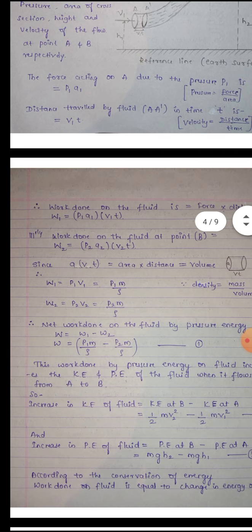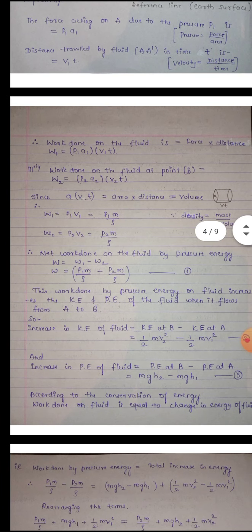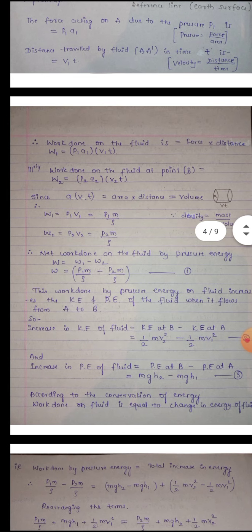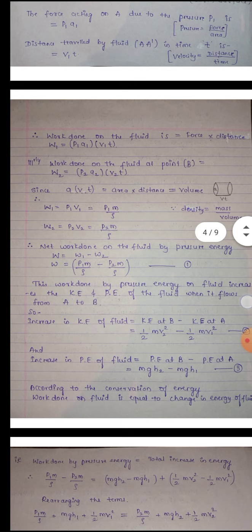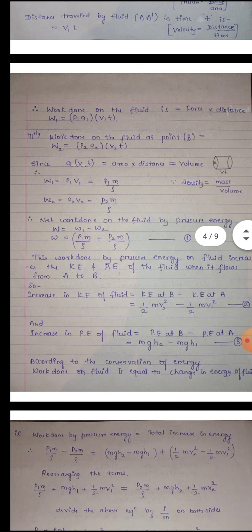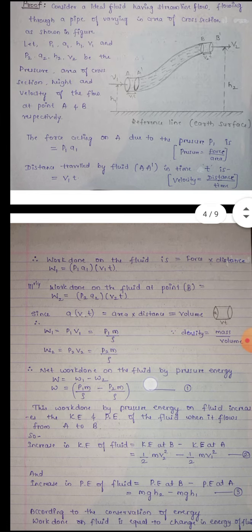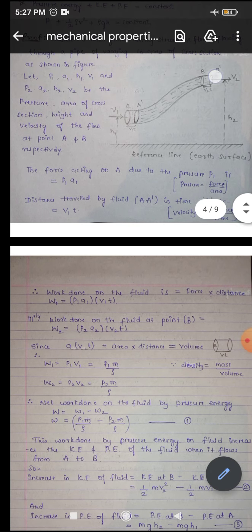So in general we are saying that the work done, whatever pressure energy we have applied on the fluid, increases the kinetic energy and the potential energy of the fluid when it flows from A to B. So we will have the increase in kinetic energy of the fluid, as the kinetic energy goes on increasing from A to B.